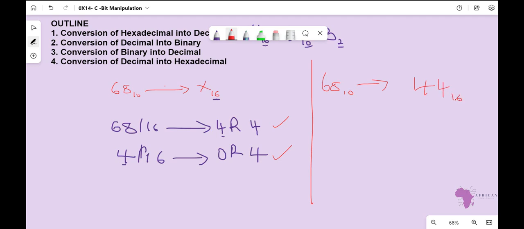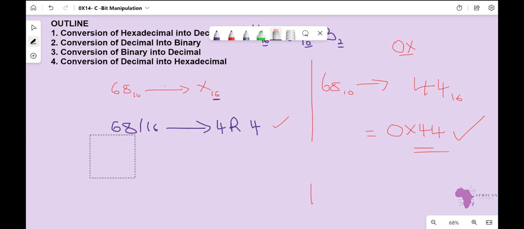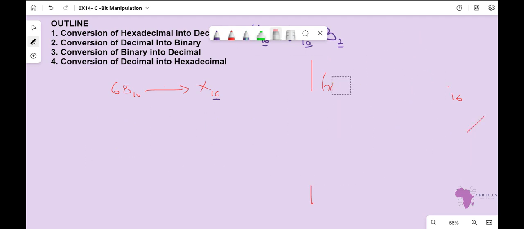But remember, guys, we need to have what we call hexadecimal notation. So our notation for hexadecimal is 0x. So our answer now will be 0x4. And that is the hexadecimal number of 68. What can we conclude out of this? We can conclude this way that, let me wrap.